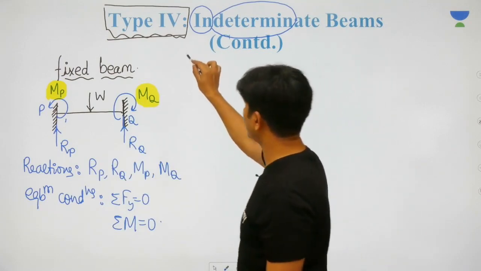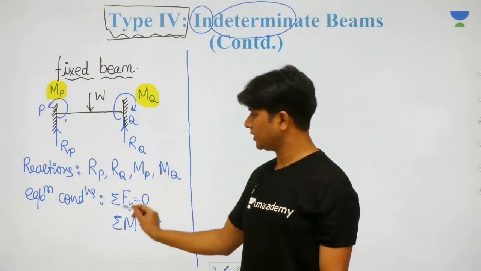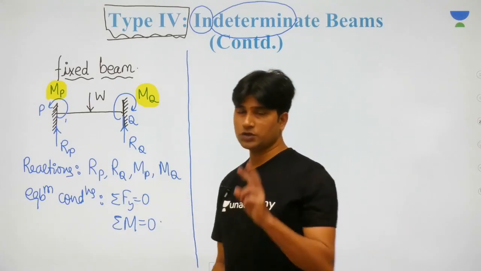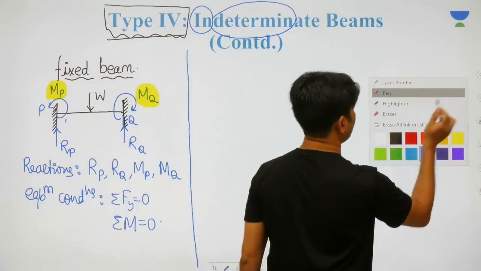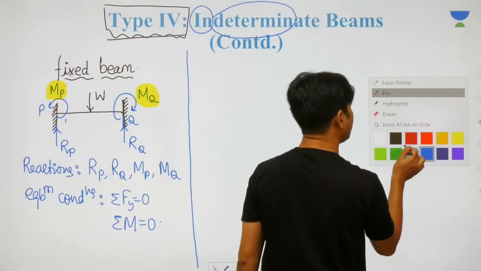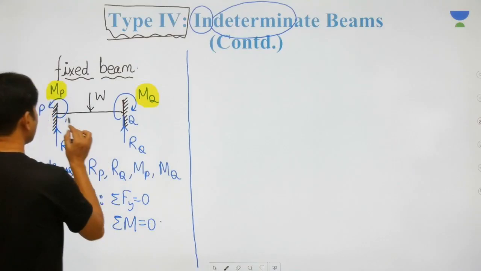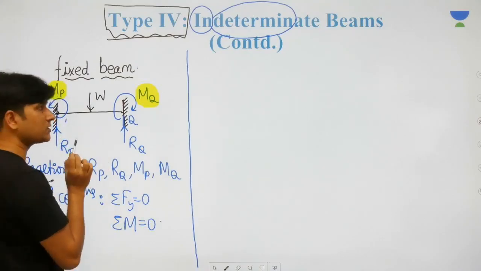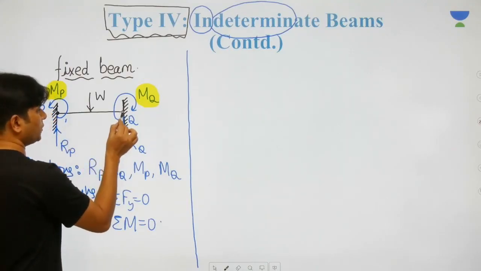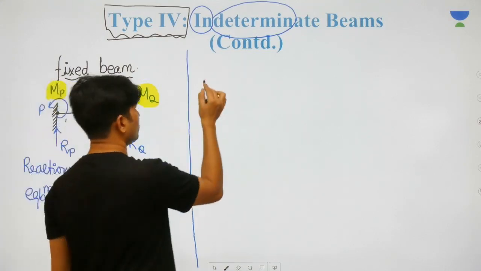Alright, so how do you solve it? It's very natural that unknowns are 4 and equilibrium conditions are 2, so we need 2 additional conditions. From where are we going to get those 2 additional conditions? It's very easy. At a fixed support, rotation is not allowed. So theta P is 0. At a fixed support, rotation is not allowed. So theta Q is 0. Alright, theta P is 0 and theta Q is 0.